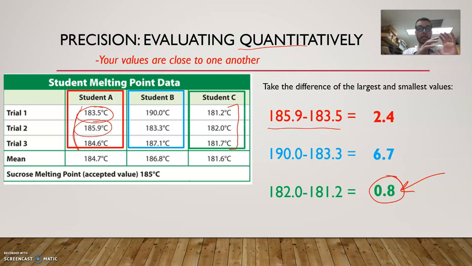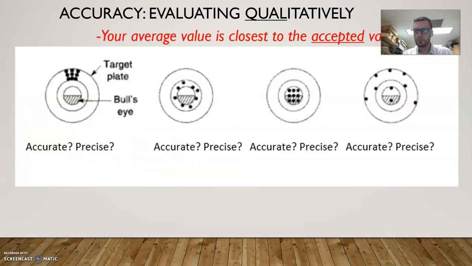So accuracy is, did I get close to the right answer, the accepted value? Precision is, how close is my data clustered together? Your values are close to one another. That's how you would evaluate those quantitatively.